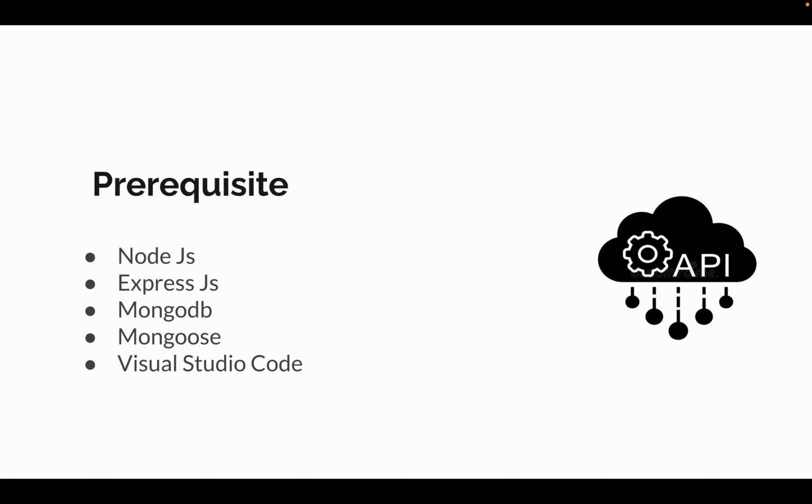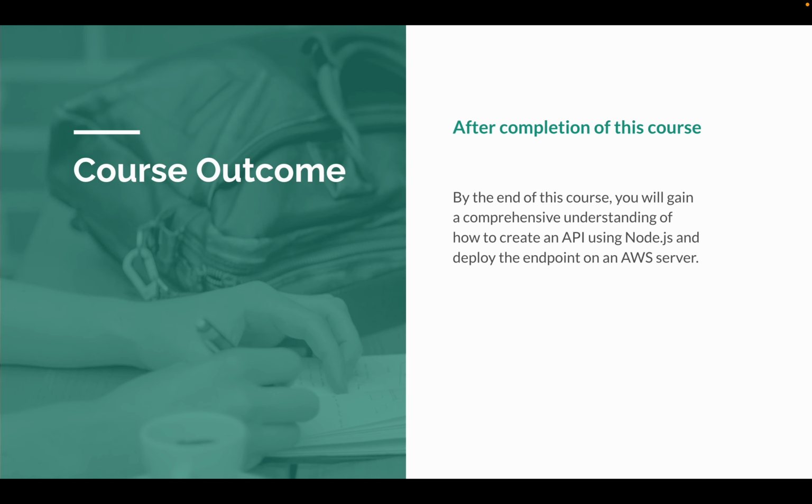Then talking about the course outcome. After completion of this course, you will gain a comprehensive understanding of how you can create an API using Node.js, and you'll also understand how you can create a live project. I'm really excited to have all of you in this course, and after completion of this course you will really get good knowledge of node.js. You'll also get an experience about how you can create an API endpoint in node.js using Express framework.